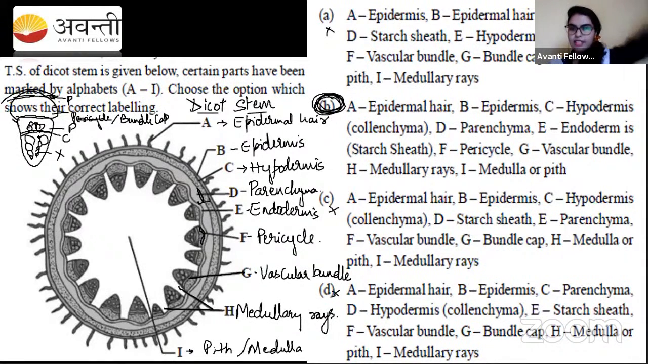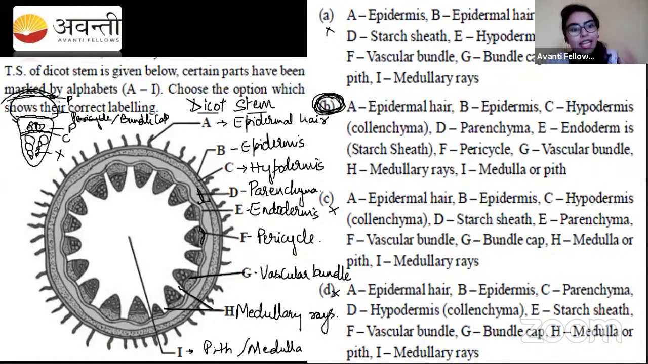Yes, Sachin has written conjoint. Very good. Collateral and open. Very good, Sachin. See, conjoint because xylem and phloem are in one bundle. They are in a single bundle, we call it conjoint. Collateral, phloem and xylem in one radius. Okay, meaning one above the other in the same radius. So we call it collateral.